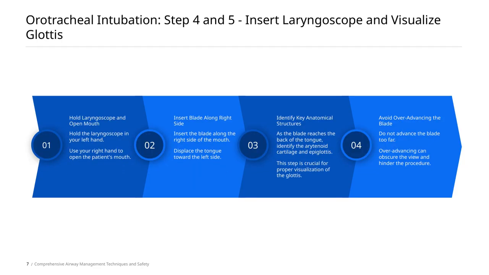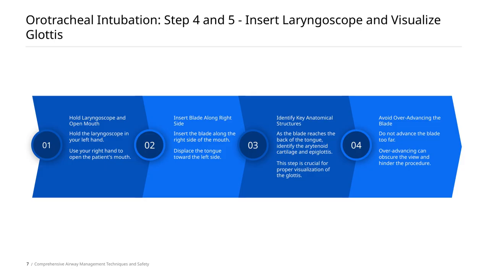Now, let's move on to step 4 and 5 of orotracheal intubation. First, hold the laryngoscope firmly in your left hand. This will give you control and stability during the process. With your right hand, gently open the patient's mouth, making sure you have a clear view of the oral cavity.